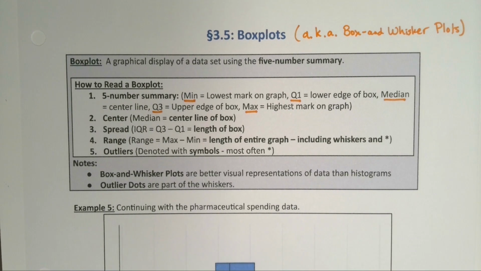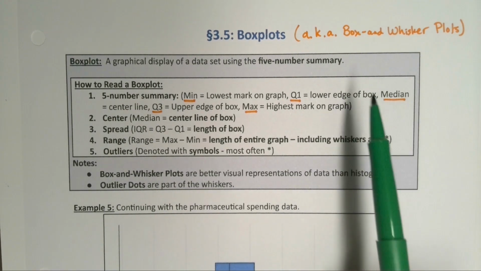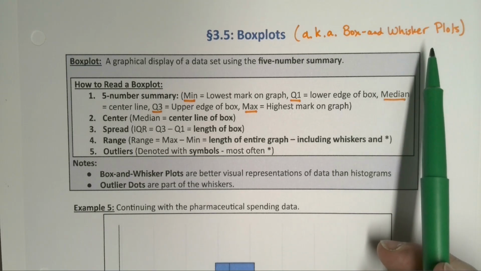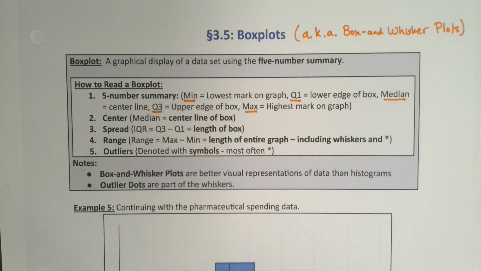In this section, we want to talk about box plots, also known as box and whisker plots. The box plot is a graphical display of the 5-number summary for a data set. And in so doing, it helps us read that data set from very simple numbers.